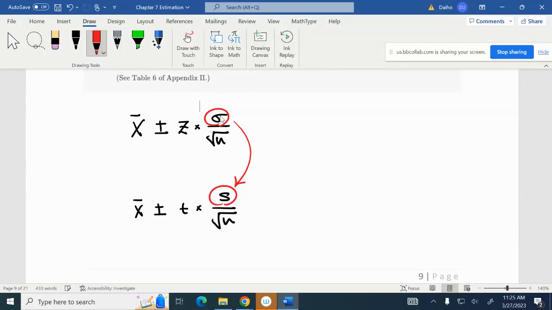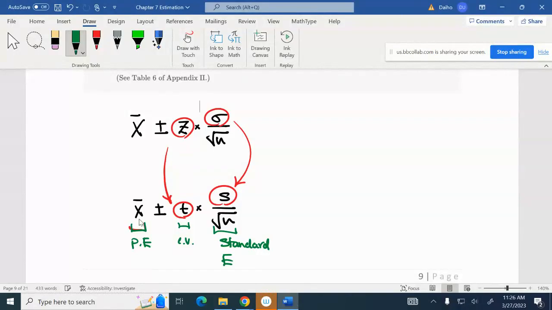So please be careful. They are changed. But still, it is the point estimate, the critical value, and a kind of standard deviation. But now I have to say it is the standard error, because we named it another way. It was the standard deviation, but now it is a standard error, and it is the margin of error again. Okay, good.